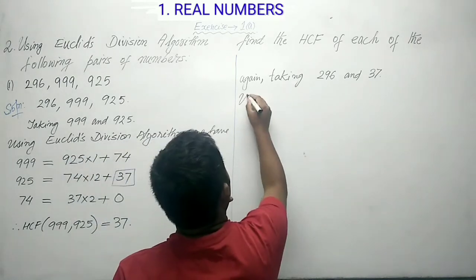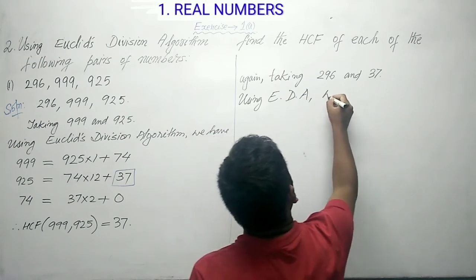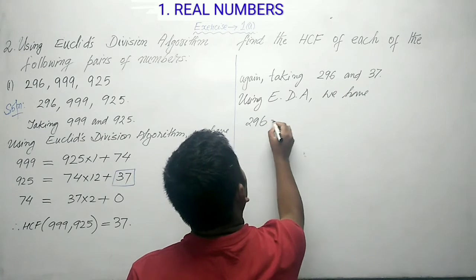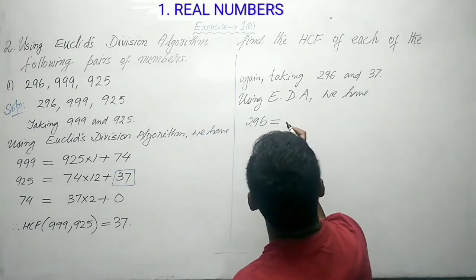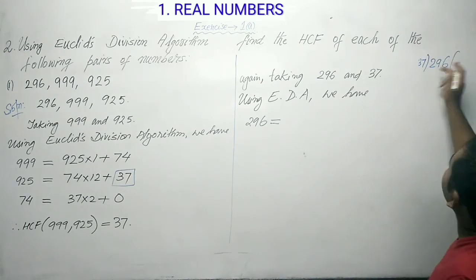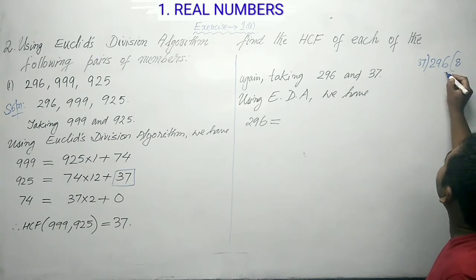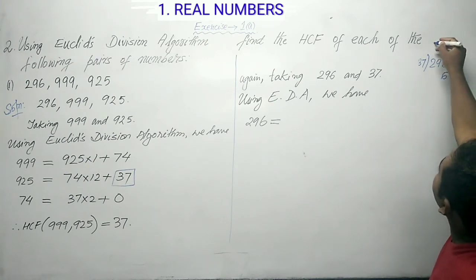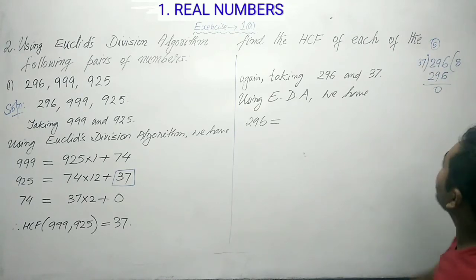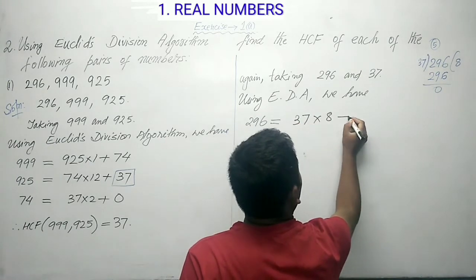Now again, using Euclid's division algorithm, which is bigger? 296 is bigger. Divide 296 by 37. Let us divide. 37 will divide 296. 8 7s are 56, 6 carry 5, 8 3s are 24, 24 plus 5 is 29. So the remainder is 0 directly. So 296 can be written as 37 into 8 plus 0.